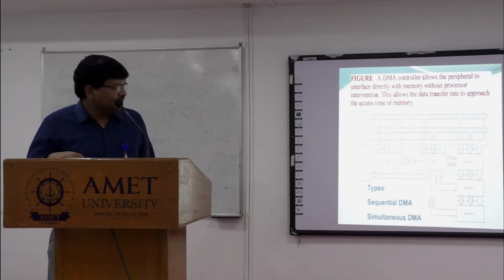You can see that this is an overview of a microprocessor system. It consists of various peripheral units, peripheral 1, 2 and 3, which are connected to the input-output system. What is happening in sequential direct memory access is that the data transfer takes place from the peripheral device one, followed by the next, then followed by the third peripheral device. That is, the data transfer takes place in a sequential manner.